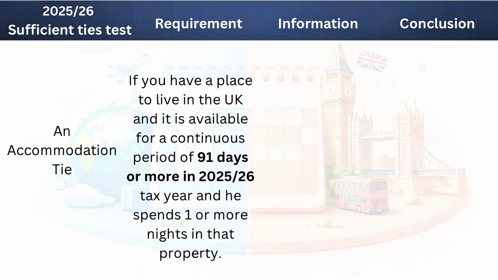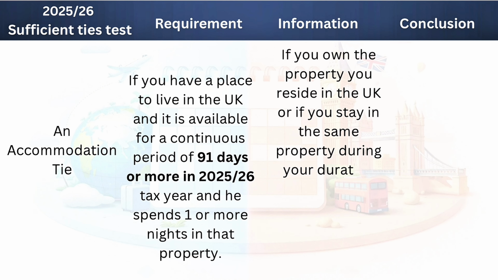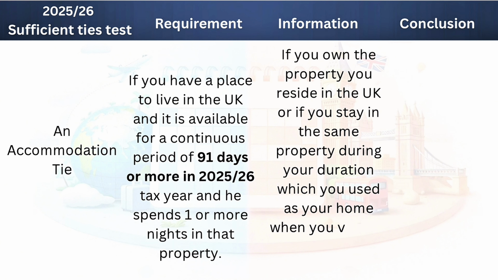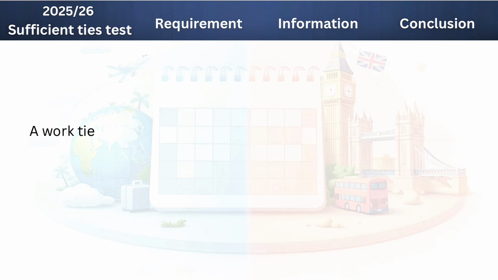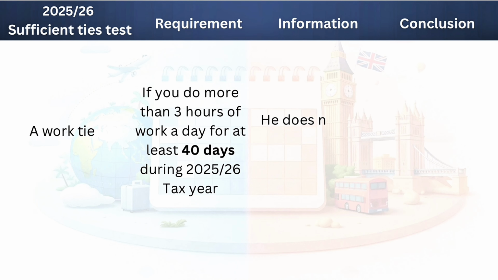And the information we hold for him is: if you own the property, you reside in the UK, or if you stay in the same property during your duration which you used as your home when you visit the UK for parent sickness. Therefore, the conclusion is he has 1 tie. And the third sufficient tie is the work tie. The requirement of it is if you do more than 3 hours of work a day for at least 40 days during the 25-26 tax year. He does not work in the UK as he is retired now. Therefore, the conclusion is there is no tie.